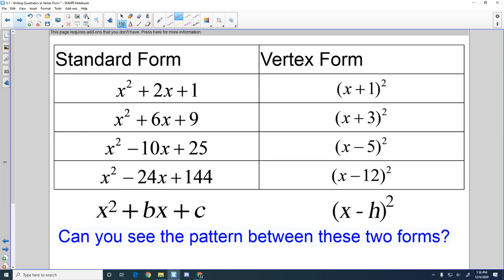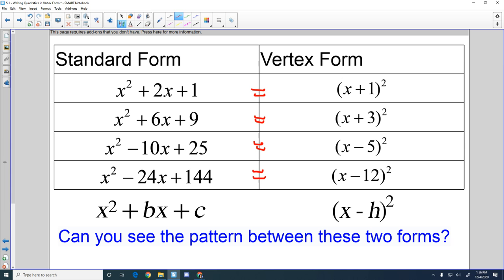Don't write this all down. We're going to play a little game. I've got a bunch of different equations on the left written in standard form, and I've got those same parabolas, those same quadratics, written in vertex form on the right. So every one of these are equal.